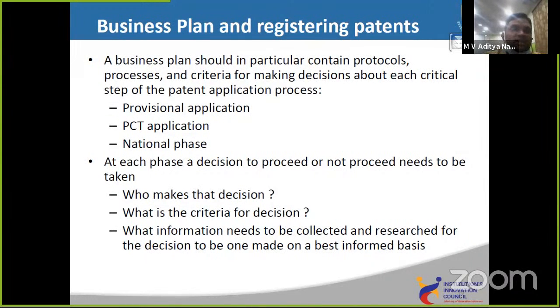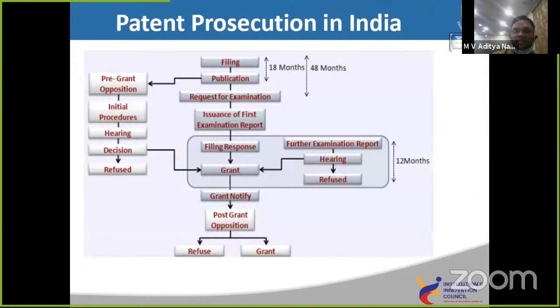So it depends upon the different convictions you have and the strategies you are going to follow, and at each phase of your decision, you must always remember whether you have to proceed ahead or not. And then comes who will be the decision maker, what criteria you are going to take into consideration while making a decision, what types of information need to be collected and researched for the decision to be made, and what is the best information basis.